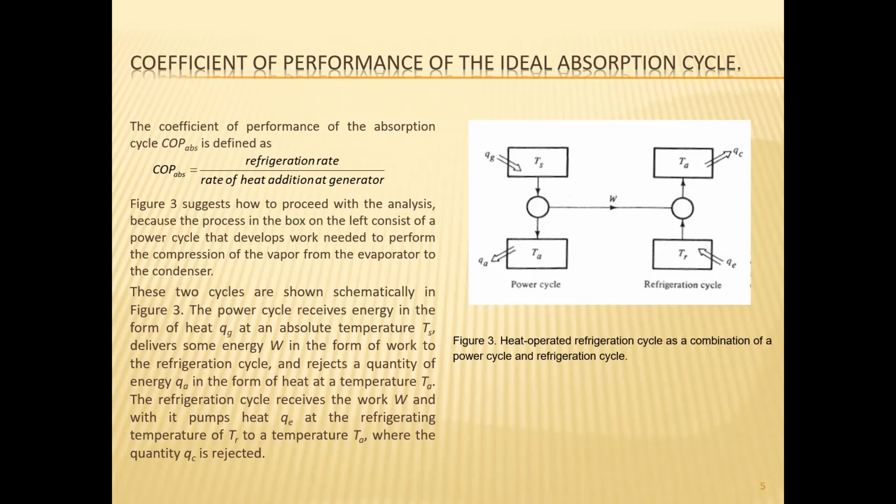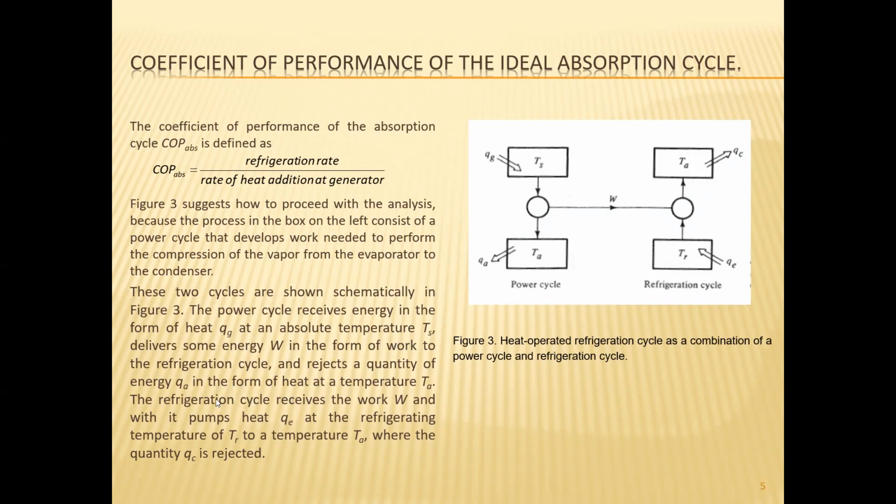Figure 3 suggests how to proceed with the analysis because the process in the box on the left consists of a power cycle that develops work needed to perform the compression of the vapor from the evaporator to condenser. So these two cycles are shown schematically in figure 3. The power cycle receives energy in the form of heat, Q sub G, at an absolute temperature T sub S, delivers some energy W in the form of work to the refrigeration cycle, and rejects a quantity of energy QA in the form of heat at a temperature T sub A.